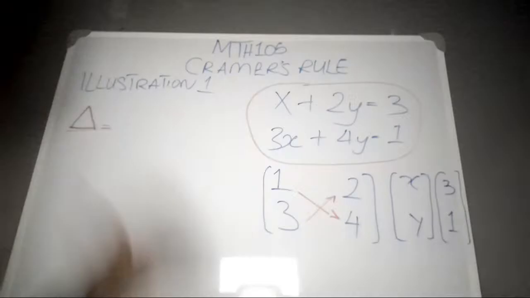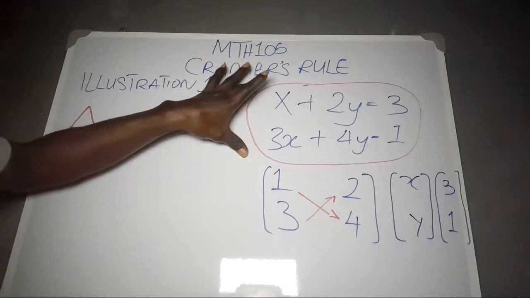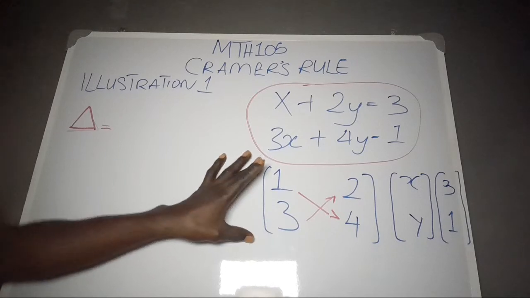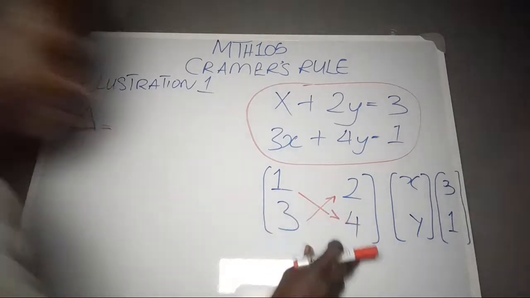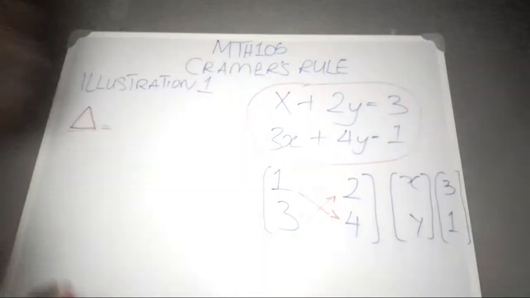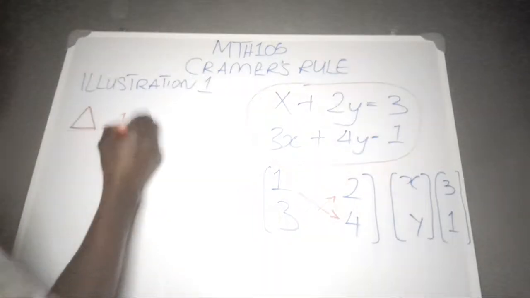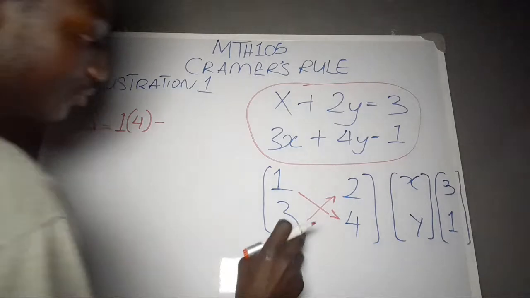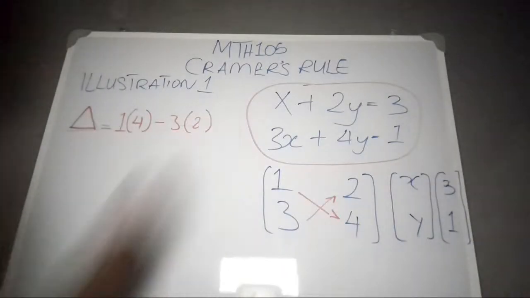Let's not forget the first thing we are doing after we have interpreted this equation, we have turned it into a matrix. Then the next thing we are doing is to solve for the determinant. This matrix will solve for the determinant. Then we say to solve for the determinant, this multiplied as 1 multiplied by 4, minus this multiplied by this, 3 multiplied by 2.